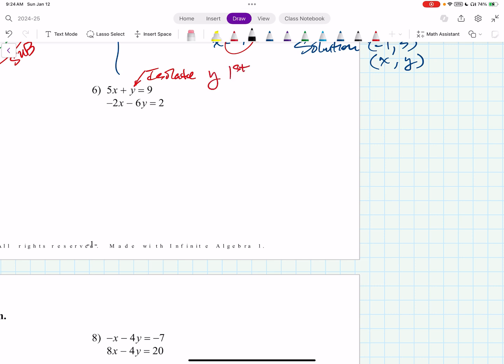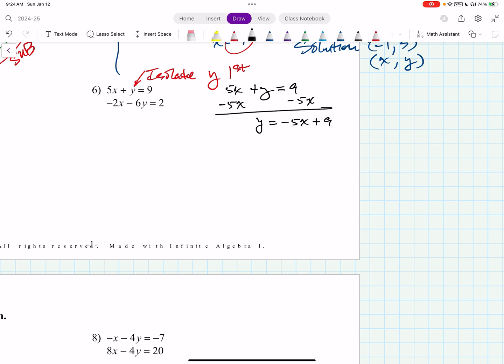I'm going to take the equation over here. 5x plus y is equal to 9. I'm going to add the opposite. And I've got y is equal to negative 5x plus 9. And if you wrote this as 9 minus 5x, that's cool too. That's the same thing.